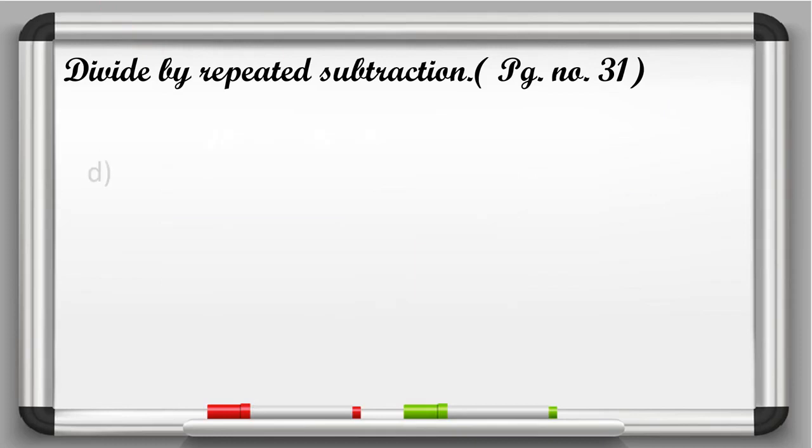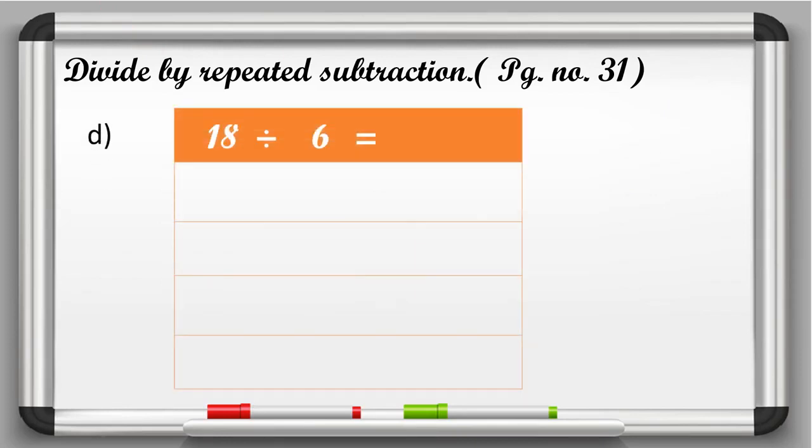Now in D part, it is given 18 divided by 6 is equal to dash. So here beta, we have to subtract 6 from 18 first of all. So we'll write here 18 minus 6. So keep 18 in your mind and 6 on your fingers. Let's start backward counting. 17, 16, 15, 14, 13, 12. So we'll write 12 here.